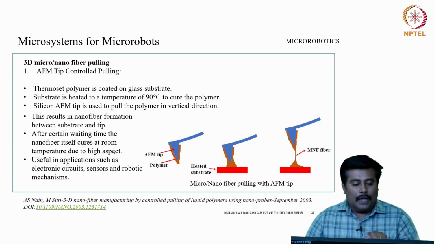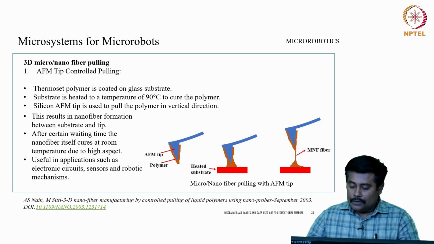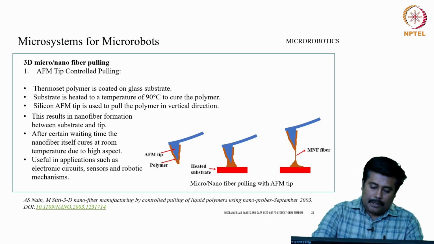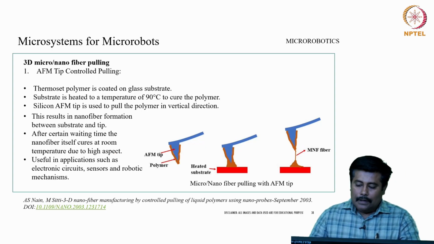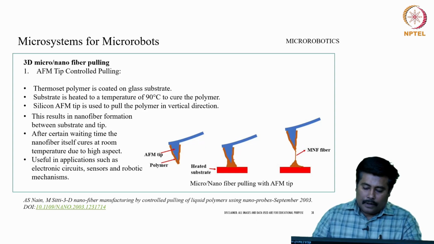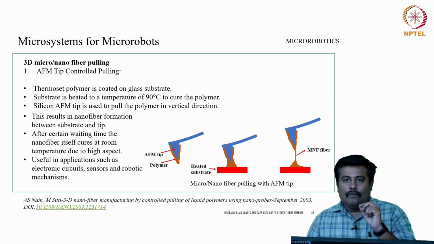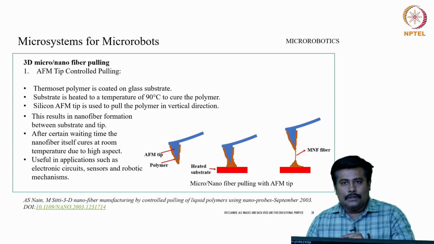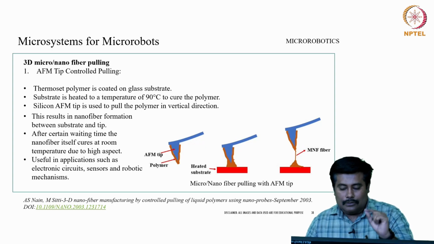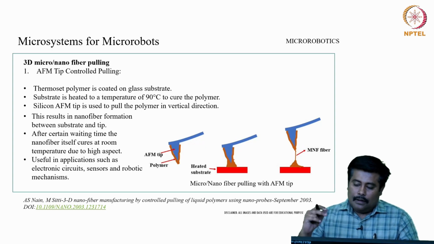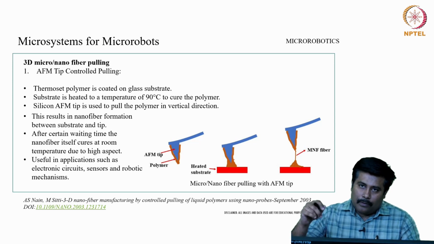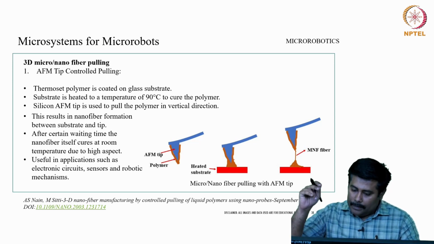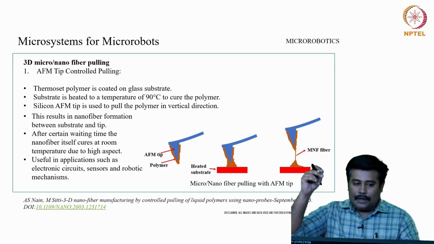Let us see the first concept. It is an AFM tip controlled pulling process. In this process, we have an AFM tip and a polymer in place. This polymer will interact with the heated substrate, where the material from which the fiber needs to be pulled is kept, and then micro nano fiber pulling is done with the AFM tip when it touches the surface and tries to pull it.